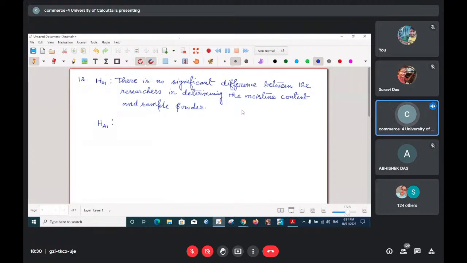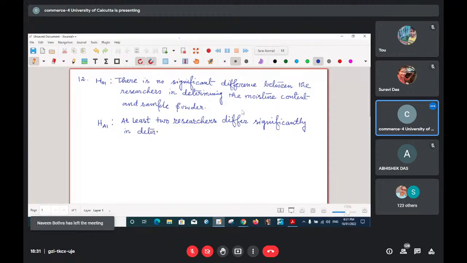What will be my alternative hypothesis for this null hypothesis? That at least two researchers differ significantly in determining the moisture content and sample powder.